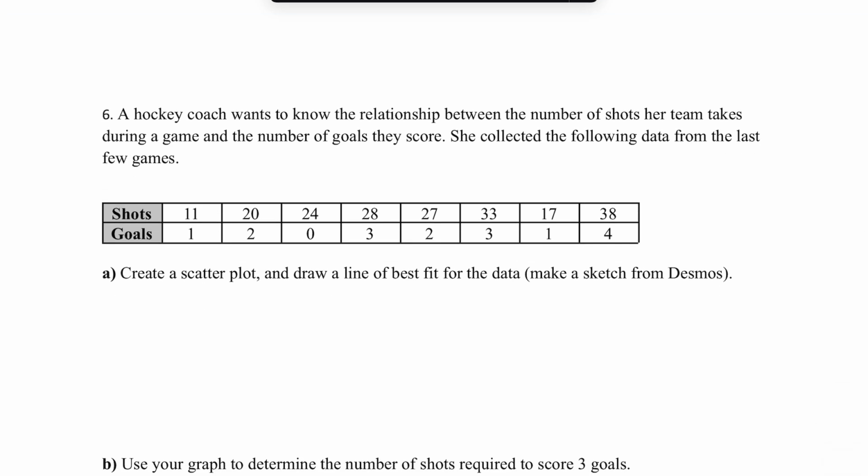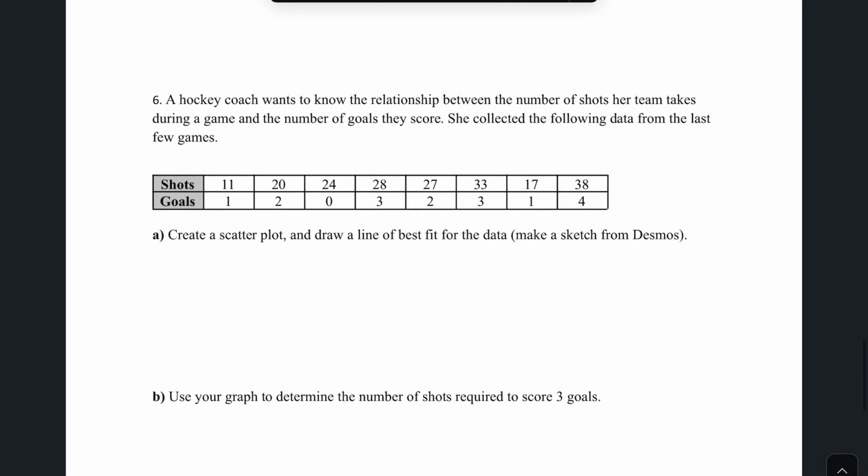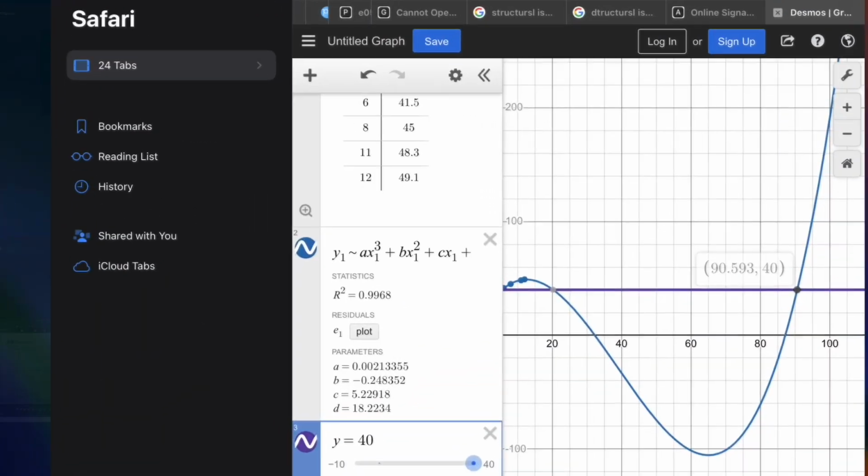Okay. You specifically asked, I think, from 2 to 6. So I'll do this one as well. Is 7 the same? Oh, this is the last one. Okay. I may as well then. 11, 20, 24, 28, 27, 33, 17, 38.